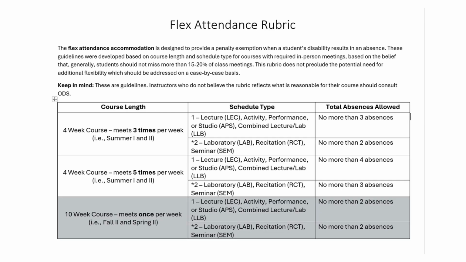The flex attendance accommodation is designed to provide a penalty exemption when a student's disability results in an absence. These guidelines were developed based on course length and schedule type for courses that have required in-person meetings. Generally, students should not miss more than 15 to 20% of class meetings.